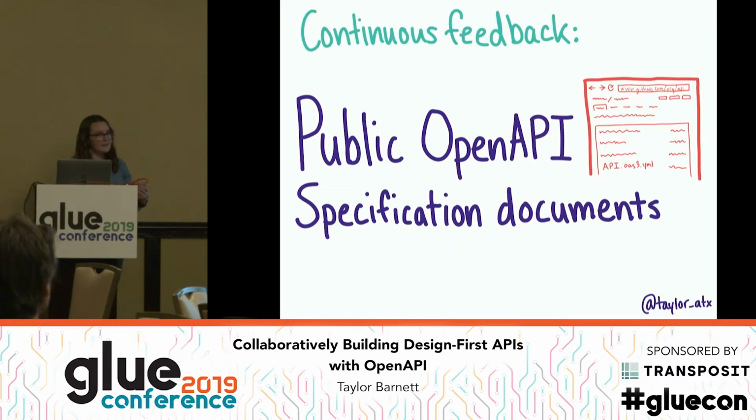So I really like this idea of having public OpenAPI documents as a form of continuous feedback. It can be that centerpiece. So people can actually comment on actual parts of the specification versus giving you very vague design feedback like your API is confusing. That doesn't help anyone. Being able to actually narrow down to the actual places.